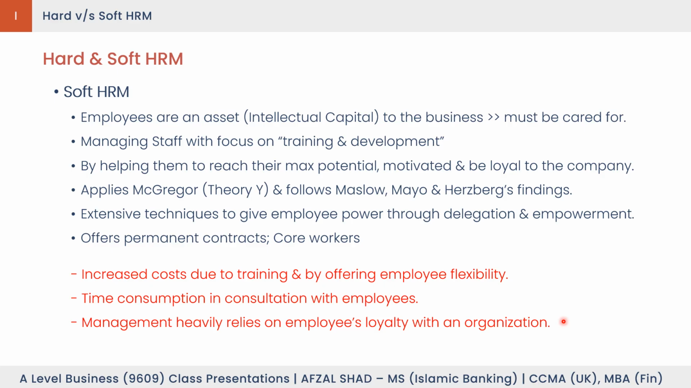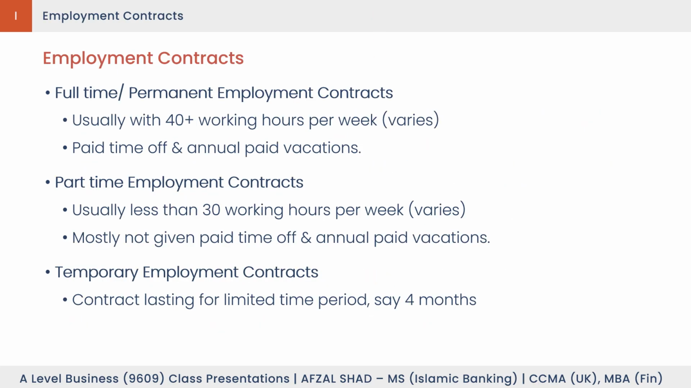Right? So soft HRM is the approach which is used with the creative people, the mature people in the organizations. The next element we are going to discuss is the employment contracts and the types of the contracts. So we will be going through that quickly. First type of employment contract is called a full-time or permanent employment contract.